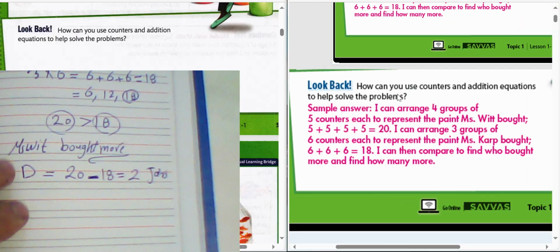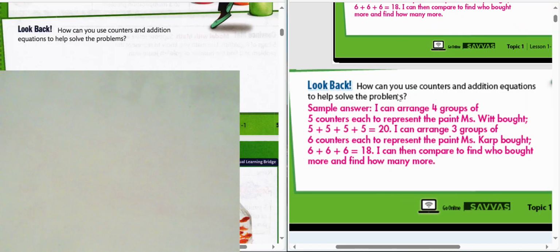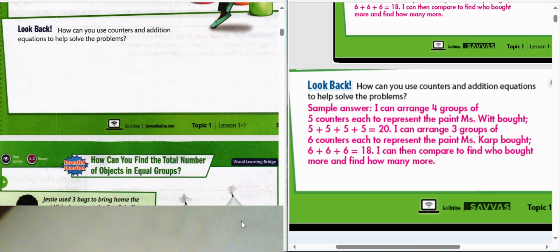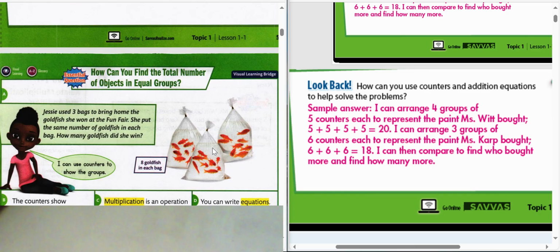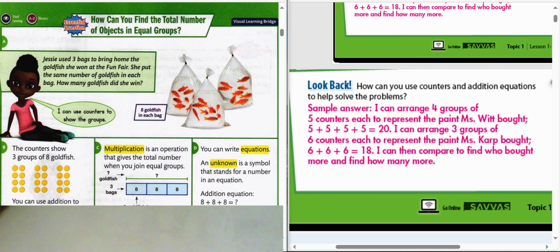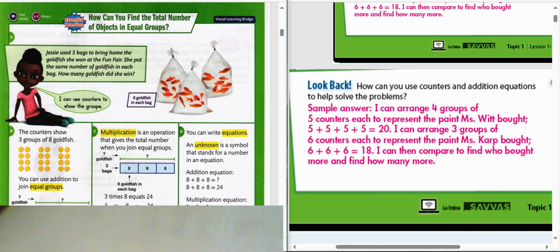This is the short answer. Okay, understood. To find the number, use multiplication or repeated addition by skip counting. Okay, next page. How can you find the total number of objects in equal groups? We have 3 groups here. In each one, how many?